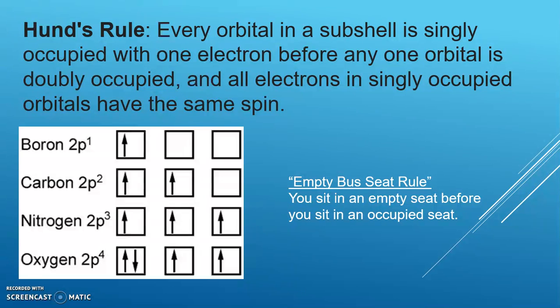Continuing on with our bus analogy, Hund's rule says that every orbital in a subshell is singly occupied before it is doubly occupied. And so what that means is I have a little bus here. We'll call this a little bus. This bus has 3 seats, 1, 2, 3. This represents a p orbital. And in each of these seats, I can fit 2 electrons.